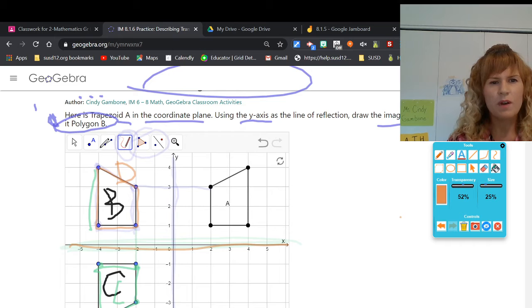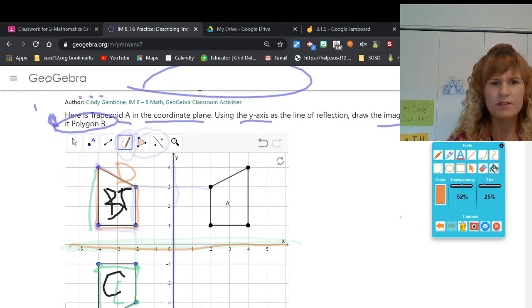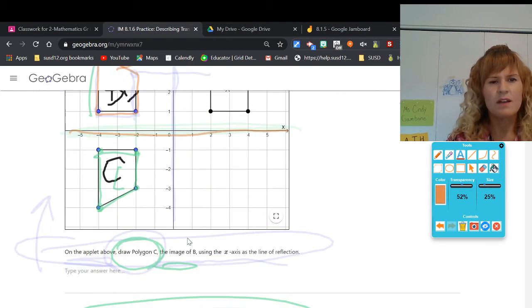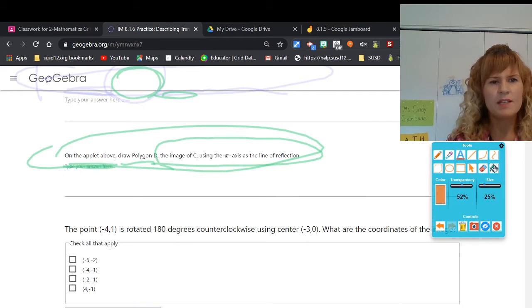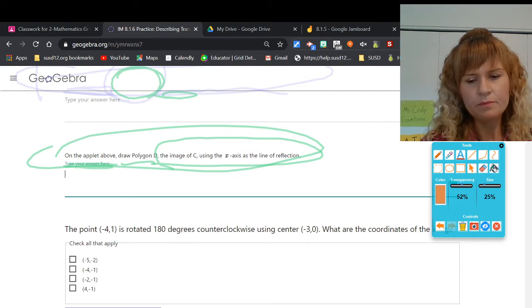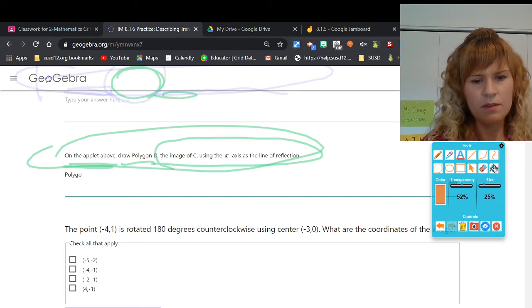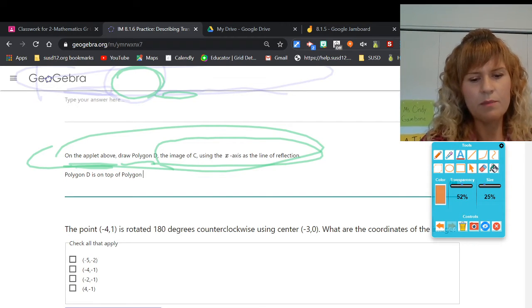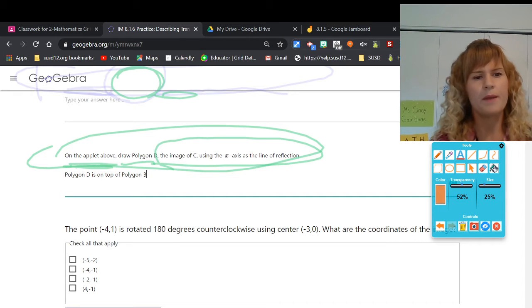So how can I draw that with these Geogebra tools? I think just like this. I'll just label here that this is also D. Okay, good. I'll type that in on here. Polygon D is on top of polygon B. Okay, keep going.